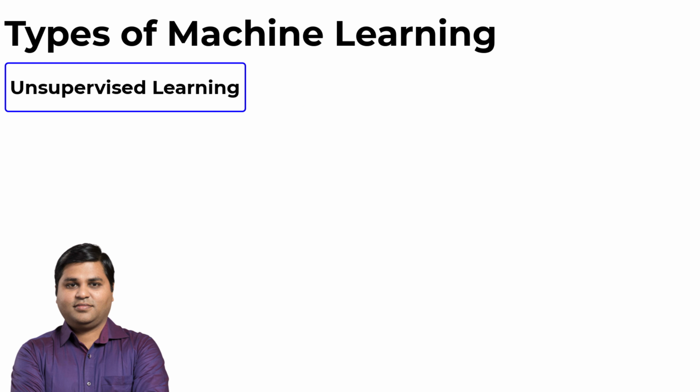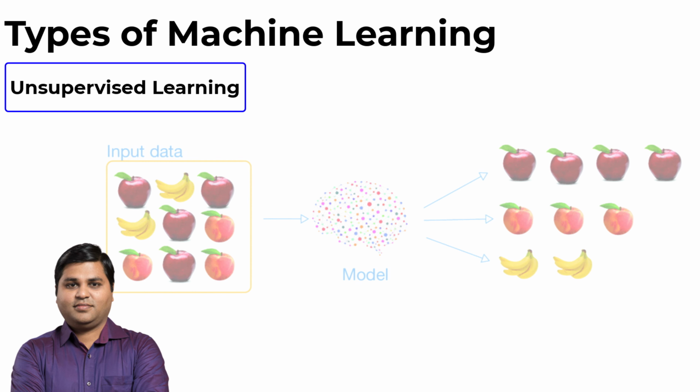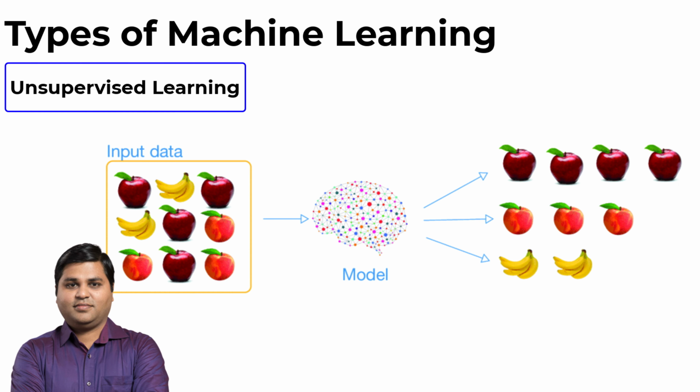Now we talk about unsupervised learning. It's different from supervised learning because there are no labels on the data. In unsupervised learning, the computer is given a lot of data and it tries to make sense of it on its own. It tries to group similar data together or cluster them. After that, a human can come in and look at the organized data to see if it makes sense.